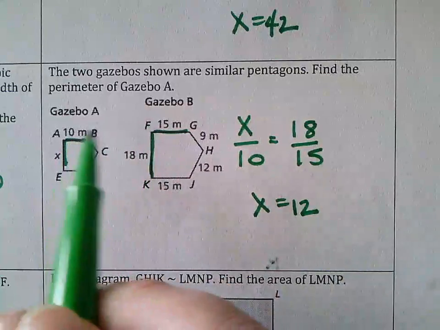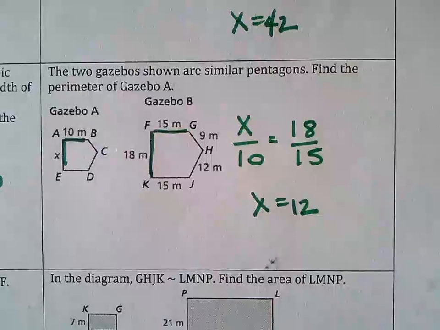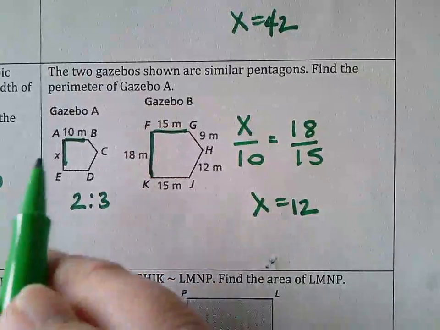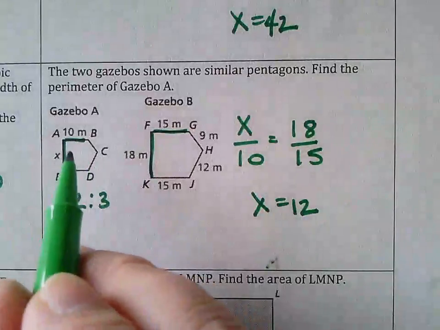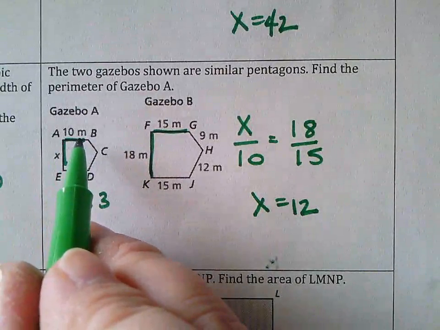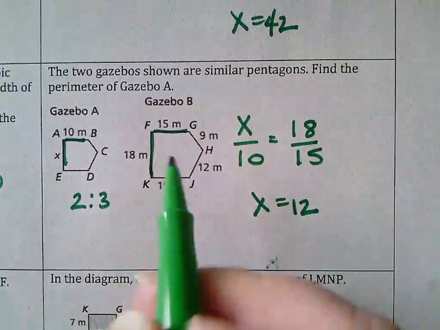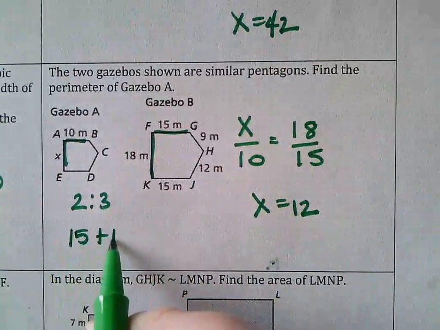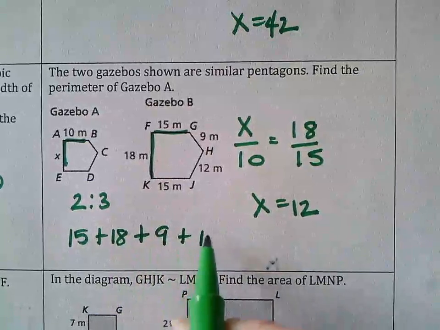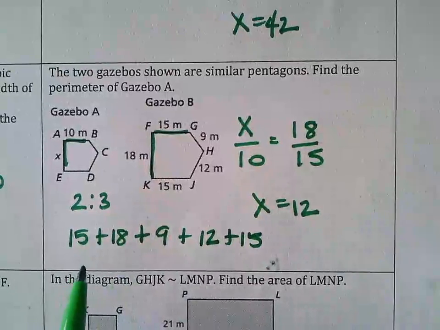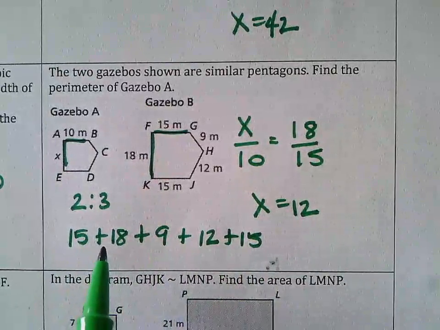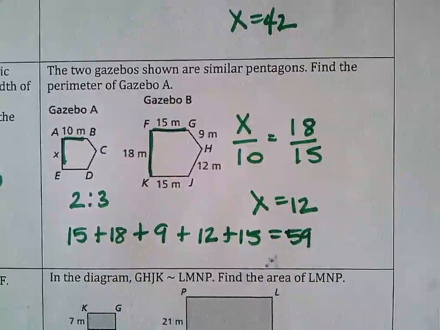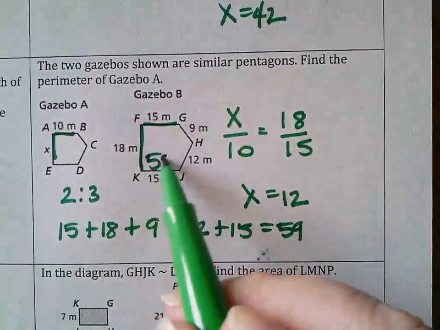Well, these relate because this one is 2/3 bigger. So this is like a 2 to 3 ratio, right? 2 to 3. And if I add up the perimeter of this one, all these numbers, I would get 15 plus 18 plus 9 plus 12 plus another 15. So that's 30, and that's another 20, that's 59. Hopefully you got that. I just added all these up, so the perimeter is 59.